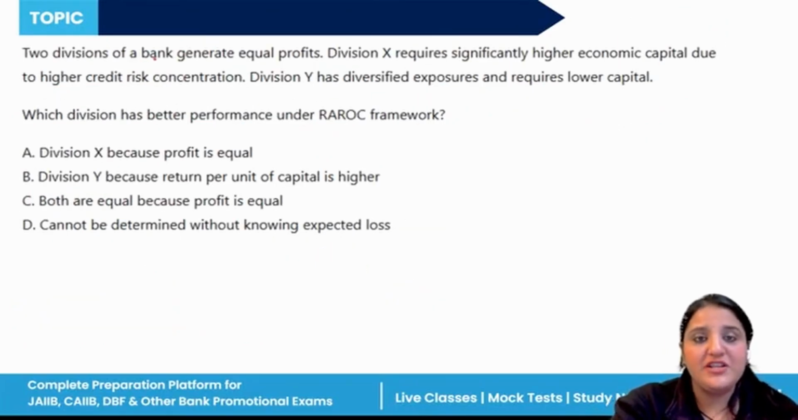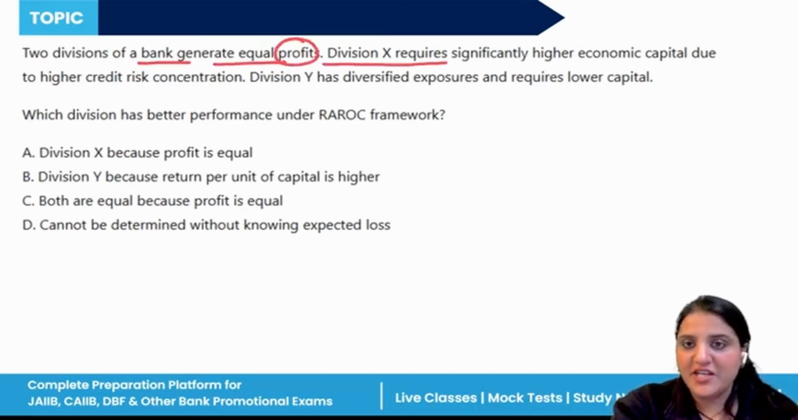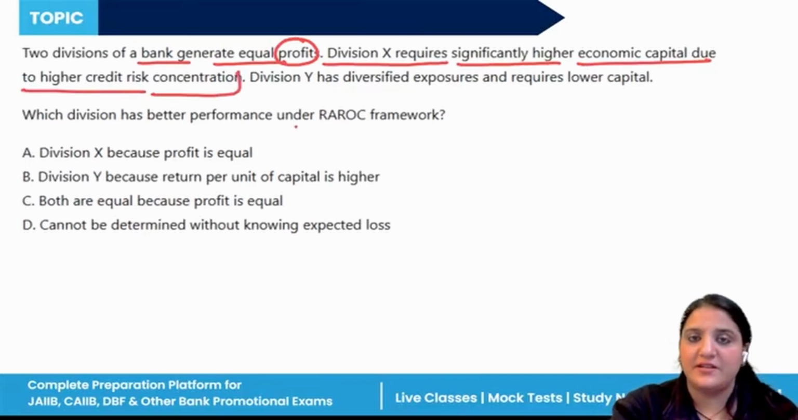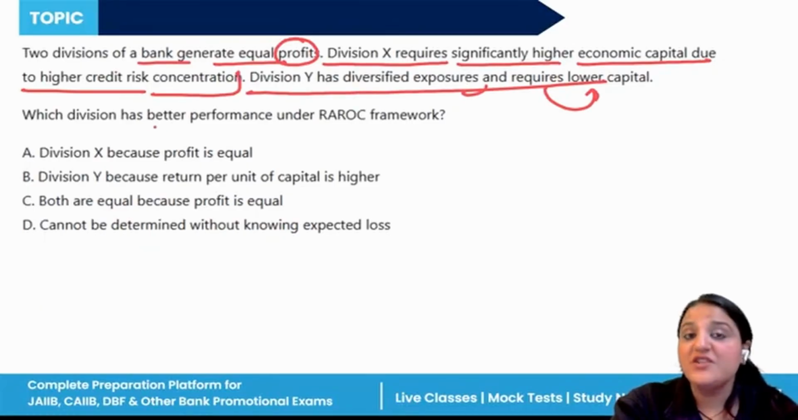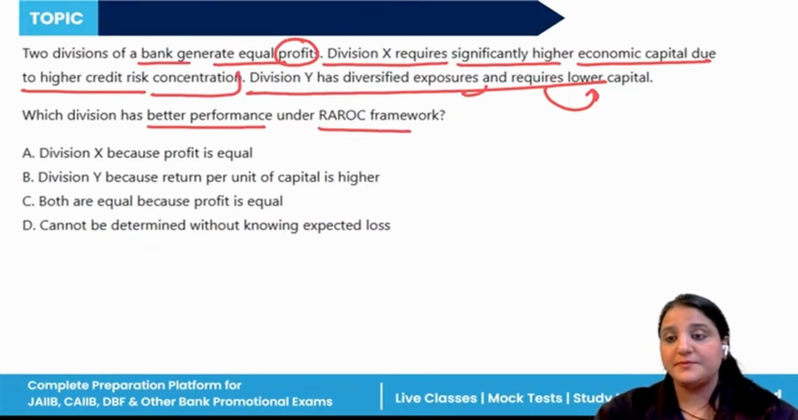So, two divisions of a bank generate equal profit. Division X requires significantly higher economic capital due to higher credit risk concentration. Division Y has diversified exposures and requires lower capital. So, which division has better performance according to the RAROC framework?